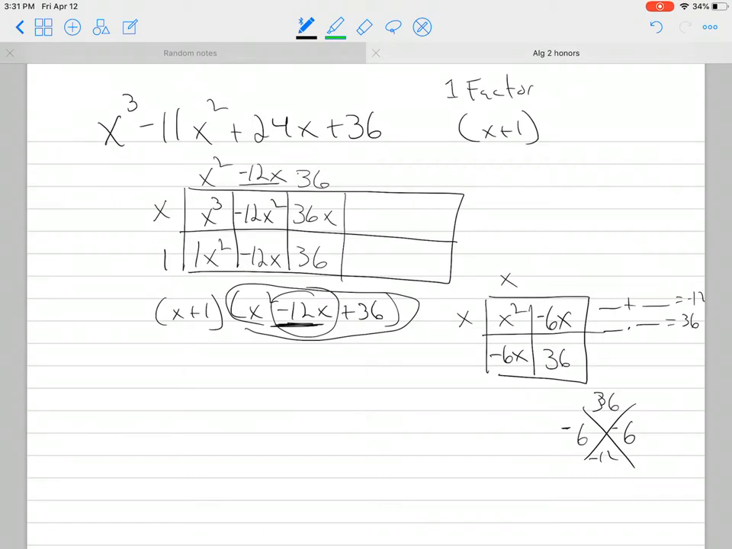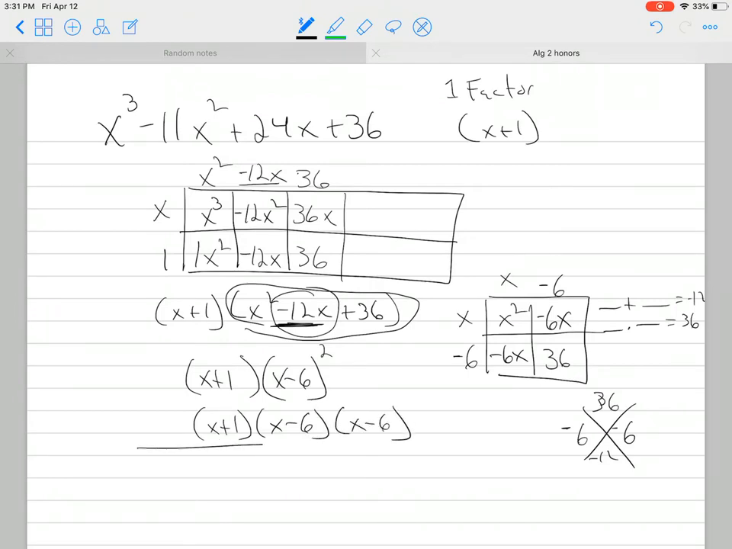All right. Let's see what we got. This becomes x minus 6 is negative 6x. This becomes x minus 6 is negative 6x. This becomes 36. So this whole thing becomes x minus 6 times x minus 6, which is x minus 6 squared, times x plus 1. Or you could have written it x plus 1 times x minus 6 times x minus 6. Either way. But this is your fully factored form.